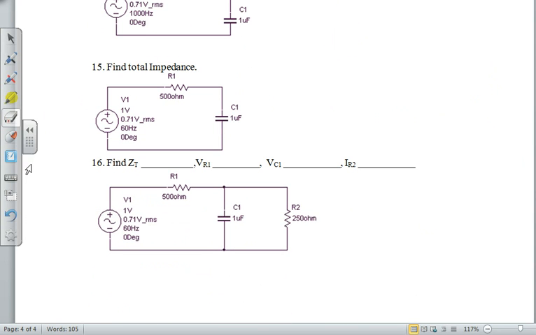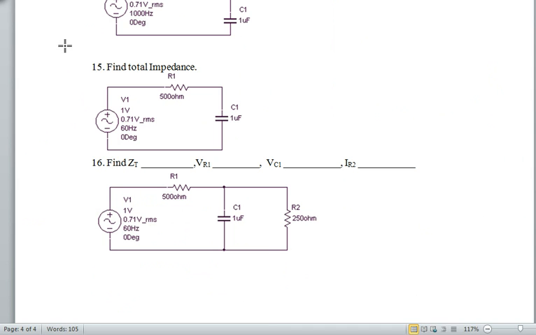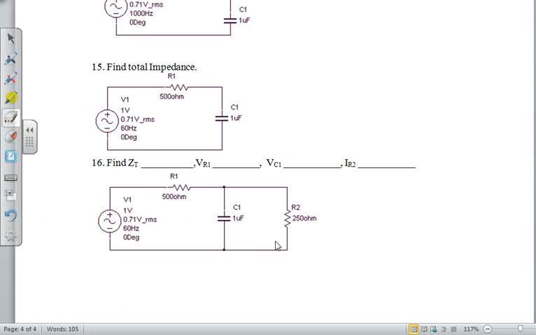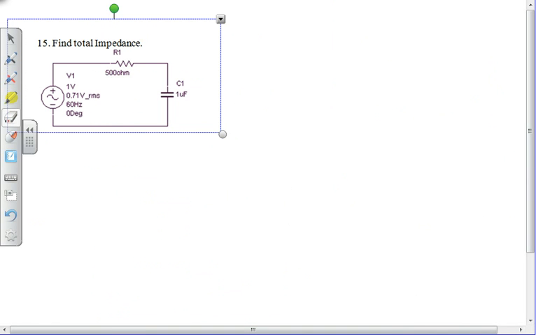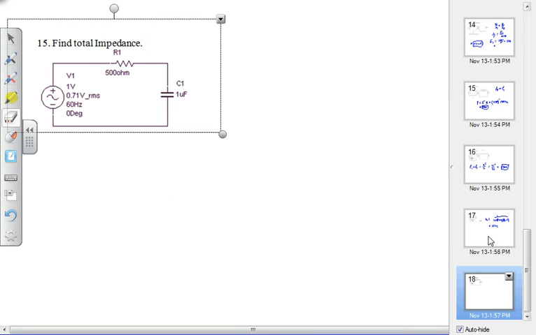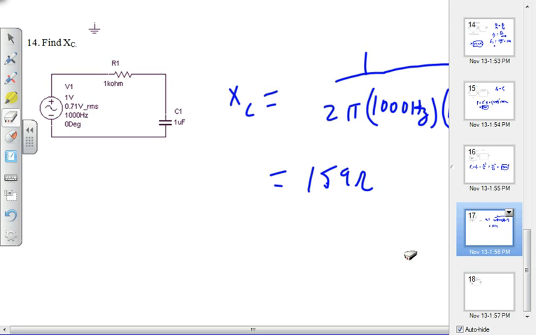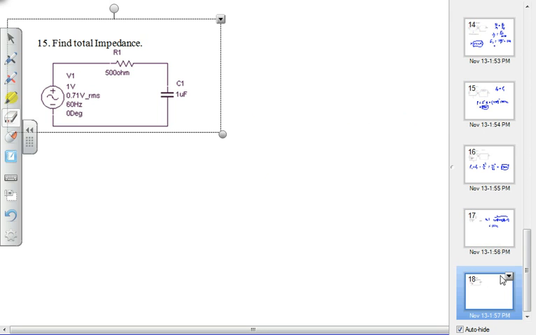Find the total impedance. What is the answer for X of C? 159 ohms. Did you get that one? Yeah, I think so. Stay with the program, homie. There, 159 ohms. Now you could go angle minus 90 if you wanted to, but you don't have to. All right, back to here.